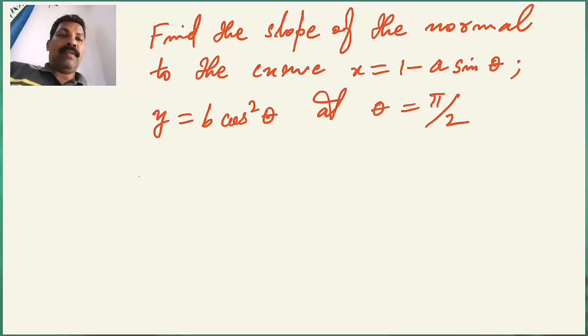Find the slope of the normal to the curve given by x equal to 1 minus a sin theta, y is equal to b cos squared theta, at theta is equal to pi by 2. Here the function is given in parametric form.